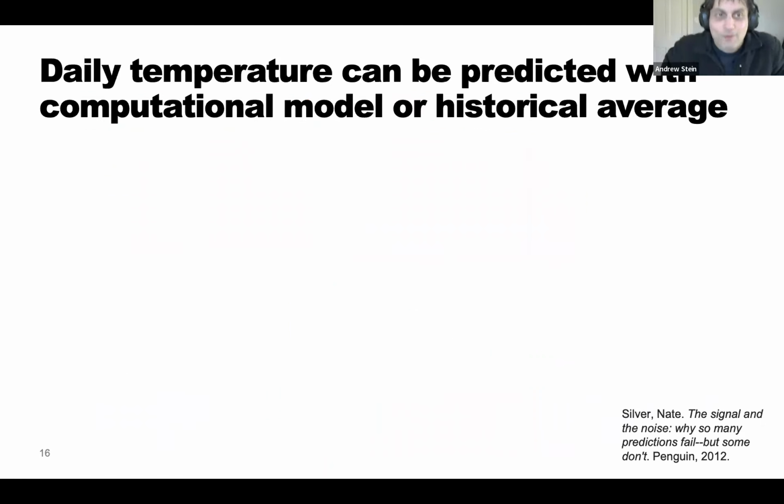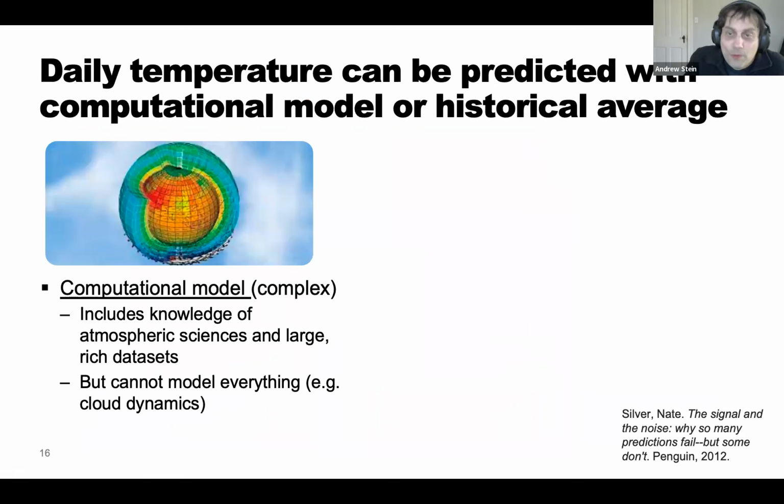And then the specific weather forecasting example I want to talk about is around temperature forecasting. It comes from Nate Silver's book, The Signal and the Noise. And there are two big approaches for predicting temperature. One is we can build a computational model, right? So you take all the data that's collected and all our knowledge from atmospheric sciences, and you try to put as much as you can into a model. But of course, there are also features you can't describe, like the evolution of cloud cover, which I've heard is really challenging.